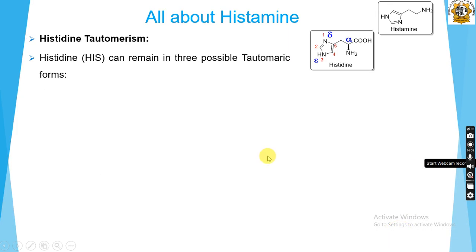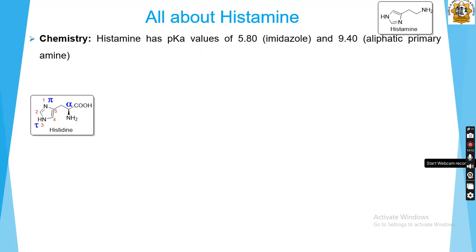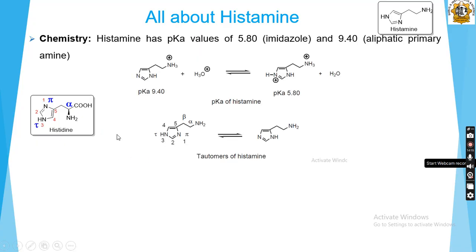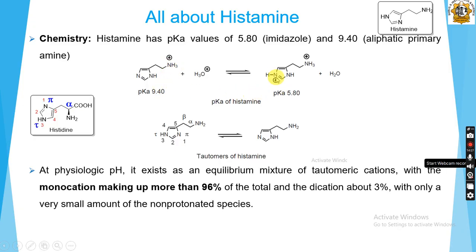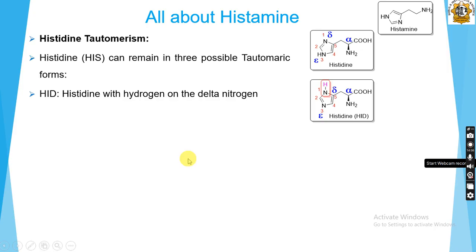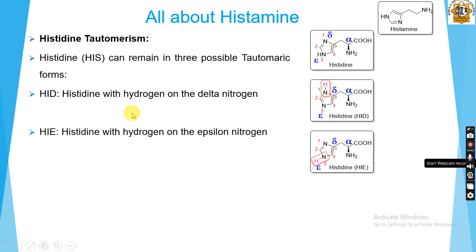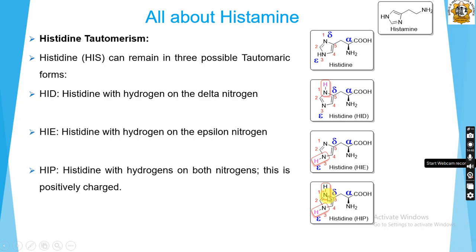Okay, I'll again tell you what this is. So you have this histidine. Its pKa values are different for imidazole and aliphatic. The aliphatic amine has a pKa of 9.4. The imidazole is around 6, mostly available as this tautomer form. When it is protonated at the delta position, it is HID. When it is protonated at the epsilon position, it is HIE. And when both nitrogens are protonated, it is HIP.